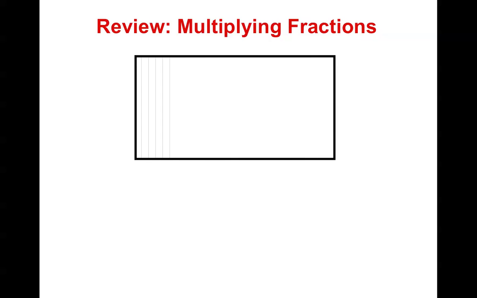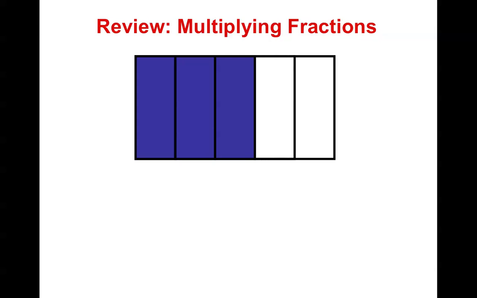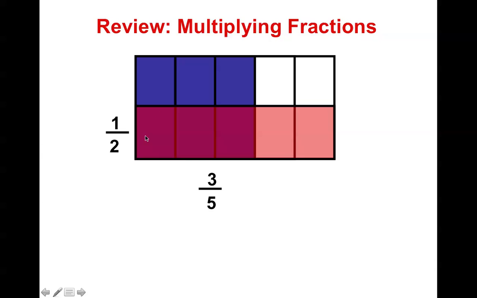Let's see what that means with a fraction. Do you know what fraction this is? 3/5. And what if we multiplied it by 1/2 down the side? Well, how do we multiply this? What you're going to notice is that we have a double shaded area here, and that's going to be an important area. And we have the total area. That's going to be the other important area.